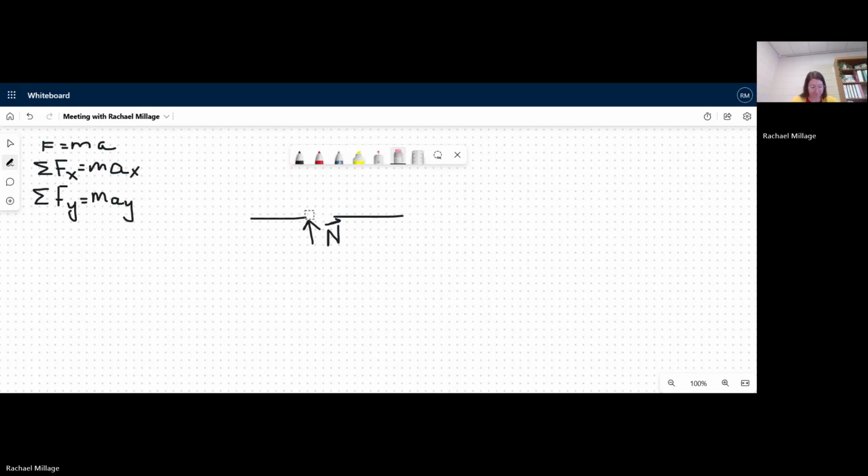We also talked a little bit about how weight and mass are not the same. Mass is the amount of matter that makes up an object, and weight is the gravitational pull. Your weight will be different on different planets, in different places. Your mass will always stay the same.